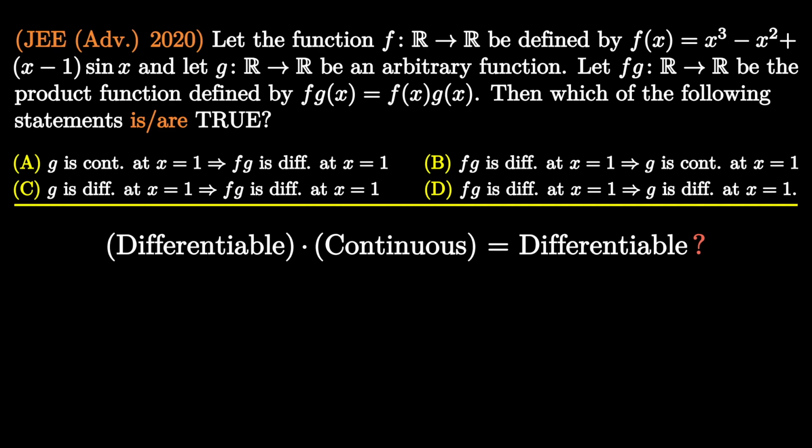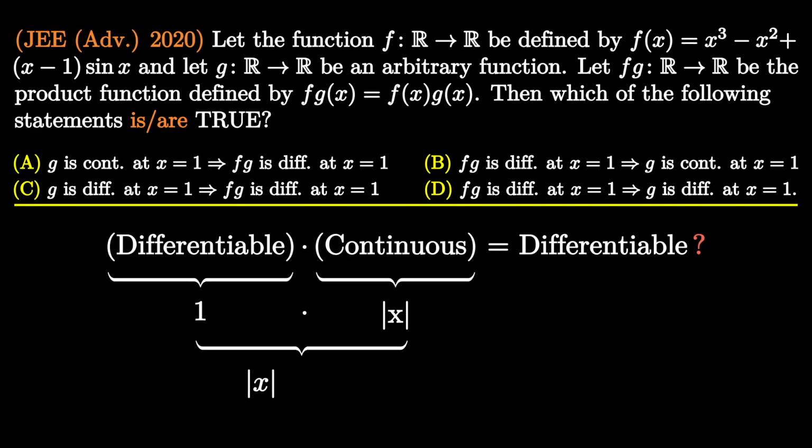In general, the answer is no. We can quickly get a counterexample by noticing that the product of 1 and mod x is not differentiable at x is equal to 0, where 1 is differentiable and mod x is continuous at x is equal to 0. So can we conclude that option A is wrong? We should not impatiently conclude that option A is wrong.